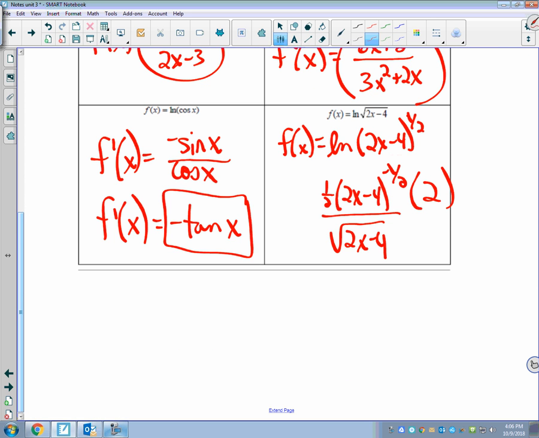So this one requires some simplifying. The good news is the 1/2 and the 2 cancel out.